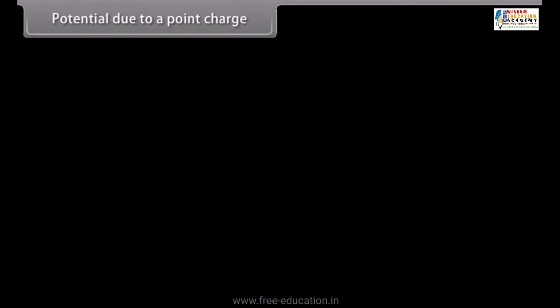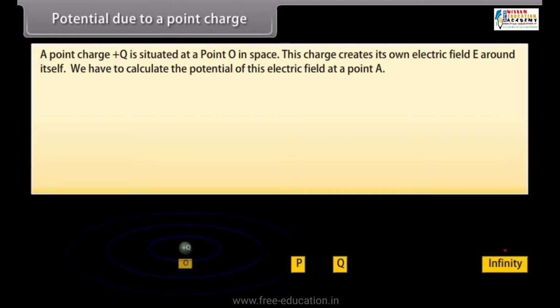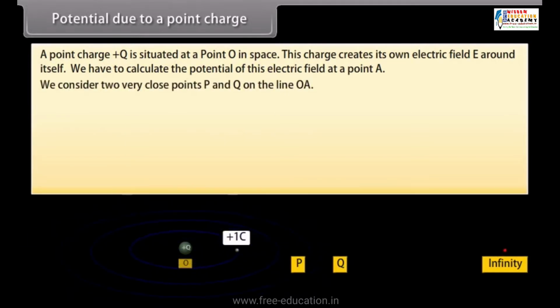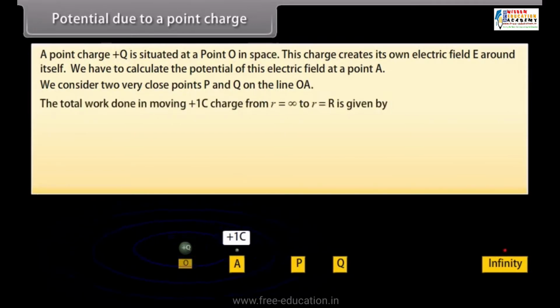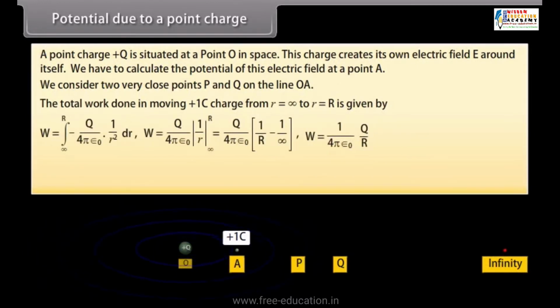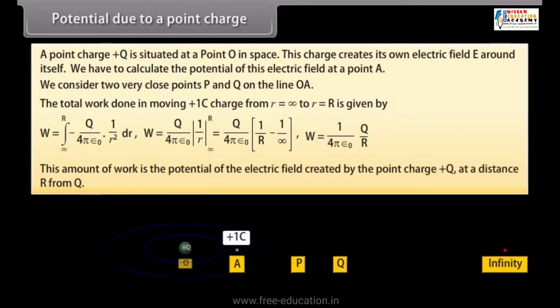Potential due to a point charge. A point charge plus Q is situated at a point O in space. This charge creates its own electric field E around itself. We have to calculate the potential of this electric field at point A. We consider two very close points P and Q on the line OA. The total work done in moving plus 1 coulomb charge from infinity to point R is given by W equals 1 upon 4 pi epsilon naught multiplied by Q upon R. This amount of work is the potential of the electric field created by the point charge plus Q at a distance R from Q.